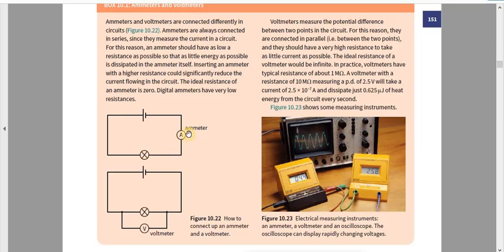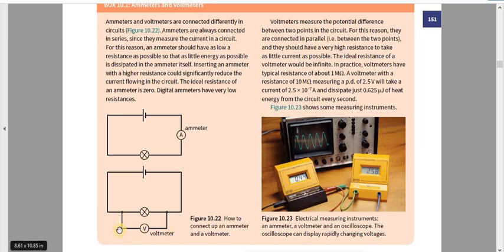Now the ammeter has a very low or negligible resistance, because if the ammeter has a high resistance, then it will reduce the current in the circuit. So ammeter has a negligible or very low resistance. Voltmeter has a very high resistance. We don't want the current flowing through the voltmeter and going through that path. So the voltmeter has a very high resistance.